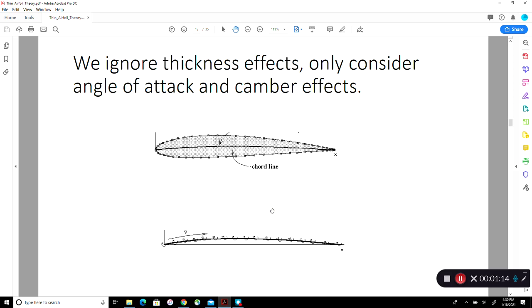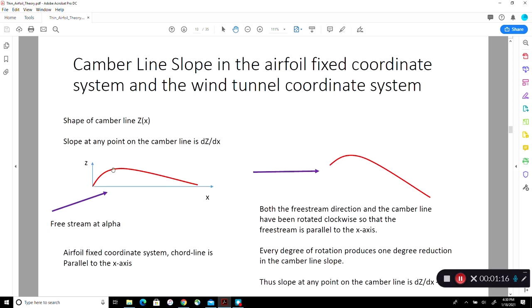Continuing with what we have already covered, we said that the camber line is defined as a function z of x. Free stream is like this way, this purple line, parallel to the x-axis. The slope at any point is dz/dx. It's a very, very small number because the camber line is only 2 to 3% above the chord line. If this is 1 meter, this maximum height is 2% to 4%. That means 2 centimeter, 4 centimeter, very, very small.